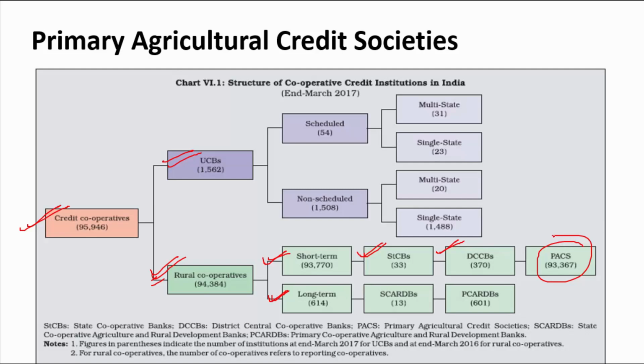Now talking about the long term, under long term there are SCARDBs, which are state cooperative agriculture and rural development banks, and under them there are PACRDBs, which are primary cooperative agriculture and rural development banks. Okay, now I guess you understood what PACs are.